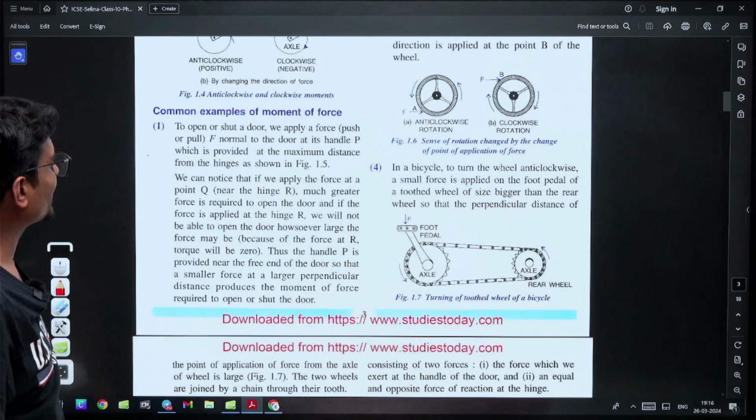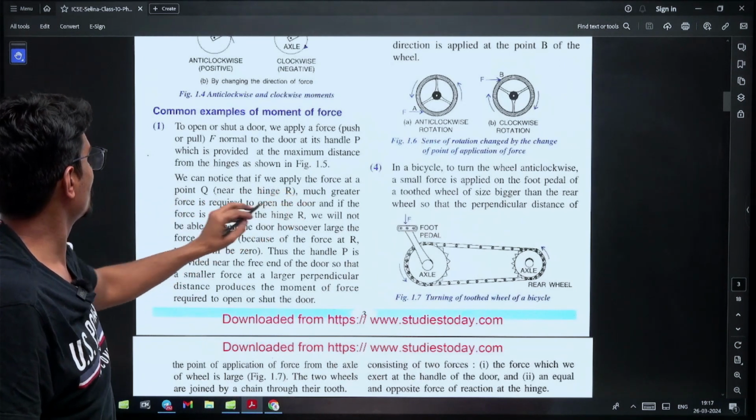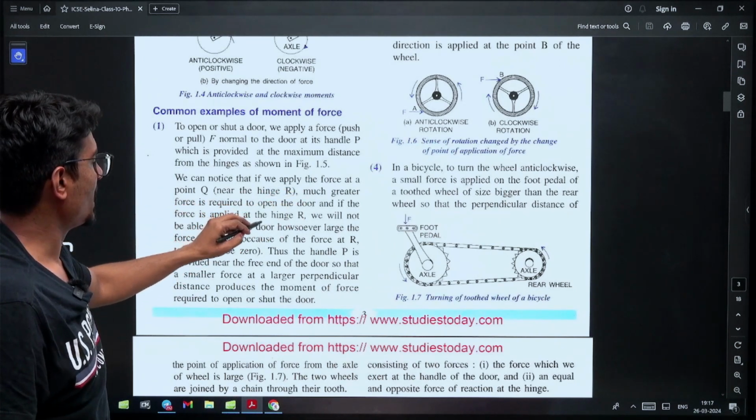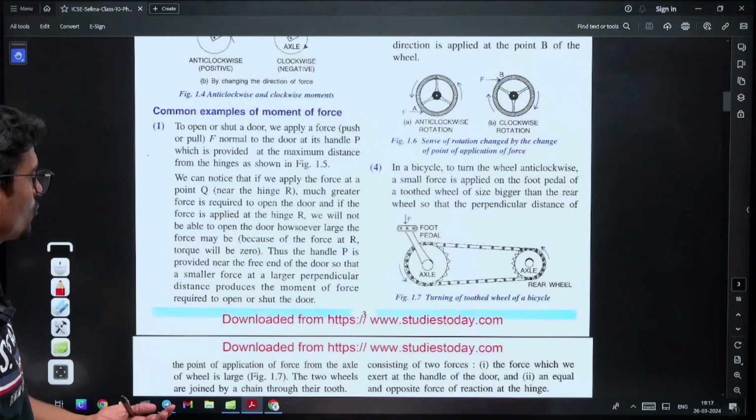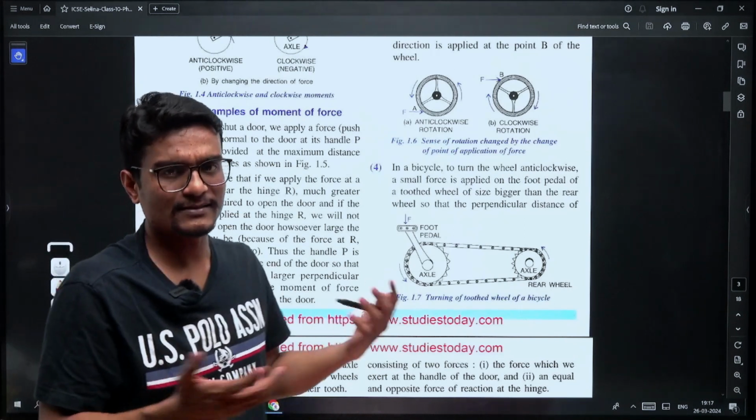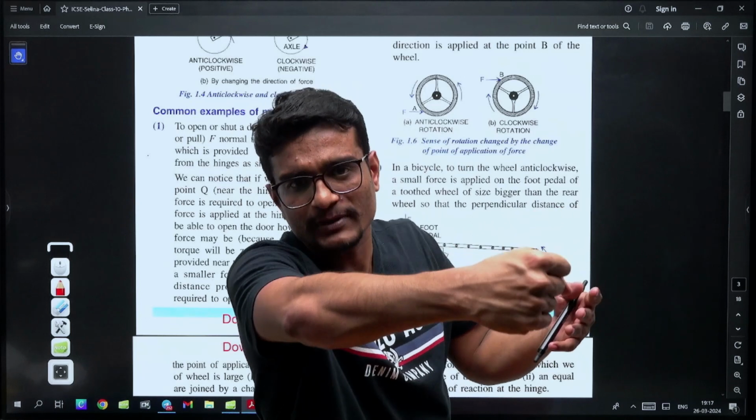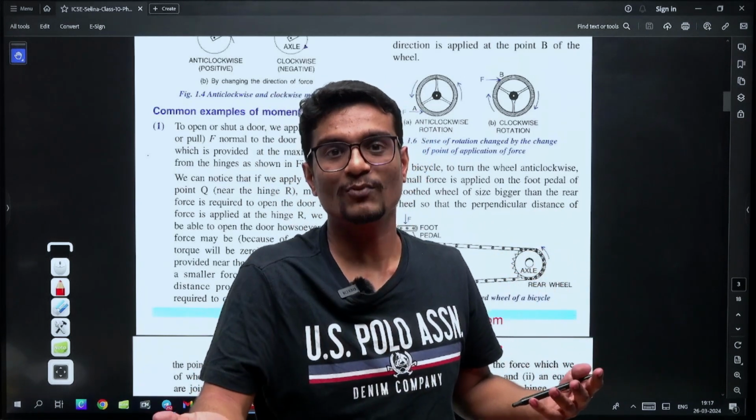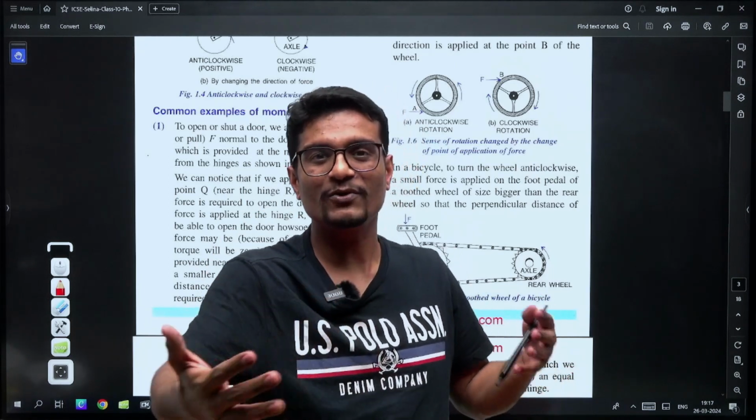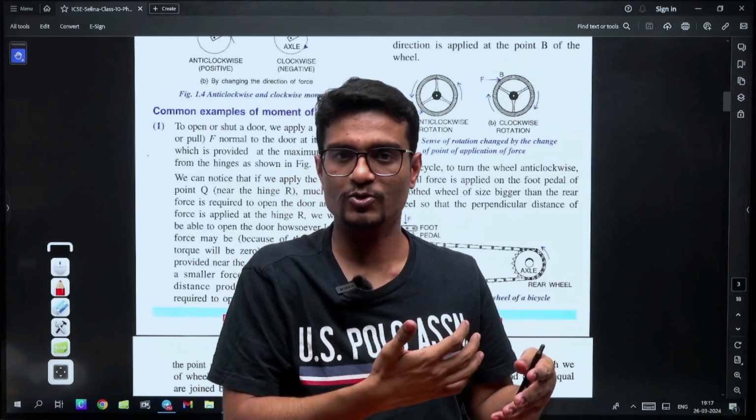So we can notice that if we apply the force at a point near the hinge, a much greater force is required, and if we apply the force at the end, you will require lesser force. That is the same thing that we discussed earlier. If we apply the force away from the axis, the hinges, lesser force will be required because the distance is more. But if you reduce the distance, then you will require more force.